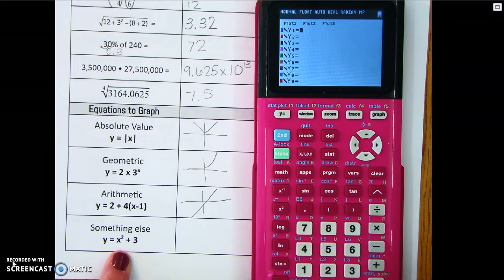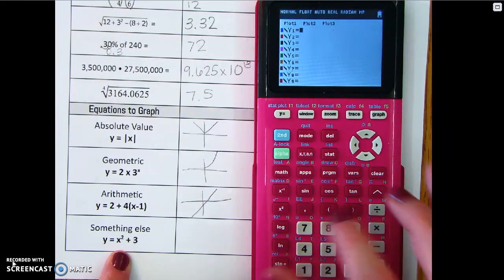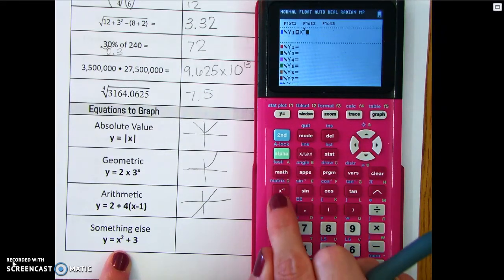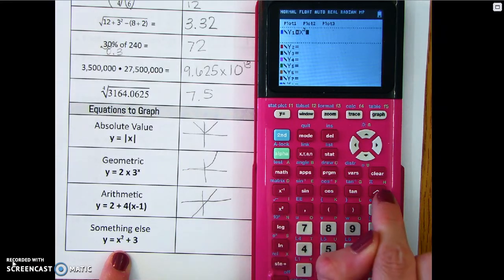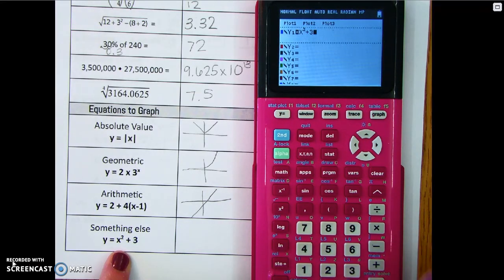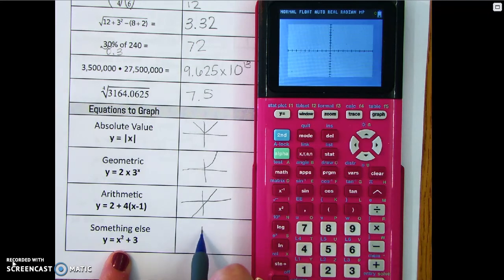And then lastly, let's just type in this other equation. Press clear to get rid of the equation you had, x squared. I use the squared button right here, or you can do caret 2, either one, plus 3, and hit graph. And here we go, a U shape.